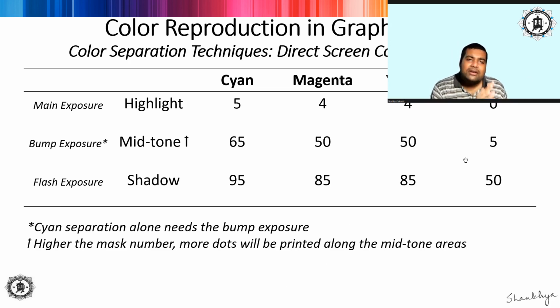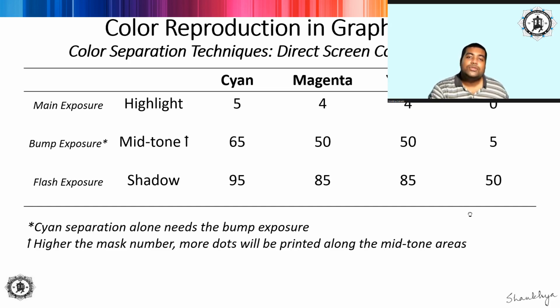Now, what do you do if the magenta and yellow midtones are not printing the correct amount? They do not have a bump and it is not convenient to give them a bump, right? Then what to do? Here the contrast of the direct screen separations can be controlled by controlling the midtones. Definitely the amount of dot printing throughout the grayscale is controlled with the main, flash and bump exposures. However, here one important thing is that the mask plays an important role in controlling the overall contrast too.